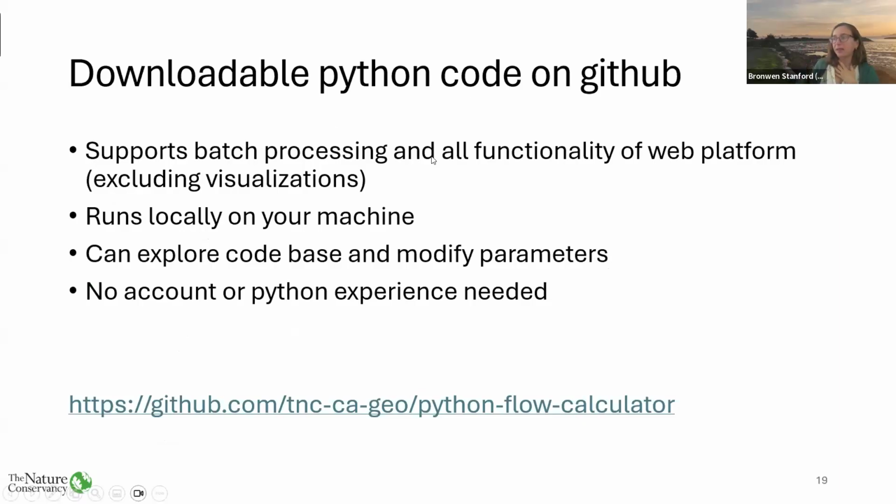So this Python code, which is easily downloadable on GitHub, supports batch processing. If you want to run a lot of gauges at once, it has some instructions for how to do that. So you can just upload a single CSV into the tool and it will run hundreds or however many you want. And it has all the functionality of the web platform except for the visualization. So you can choose to do the alteration assessment and look by water type and calculate percentiles, etc.